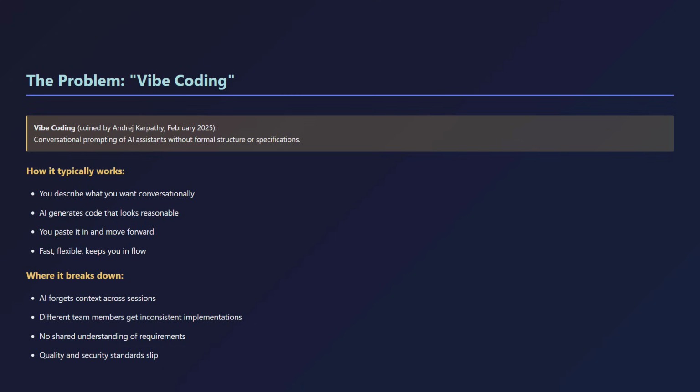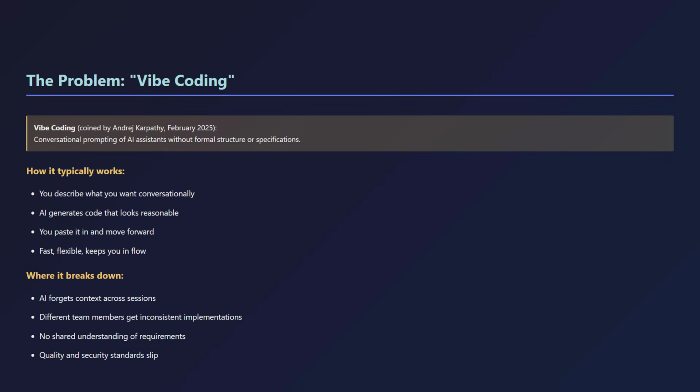Let me start by naming the problem. In February 2025, Andrej Karpathy coined a term that resonated with many developers: vibe coding. This describes how many of us have been working with AI assistants. We have a conversation with the AI. We describe what we want conversationally. It generates code. We look at it and think, yeah, that seems about right. We paste it in, we move forward.